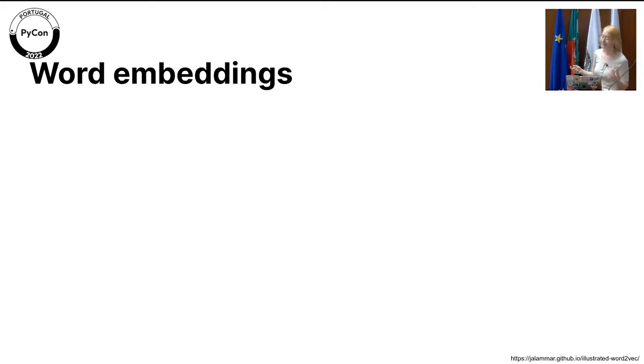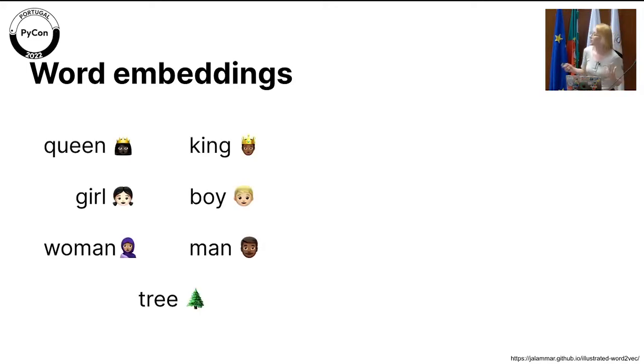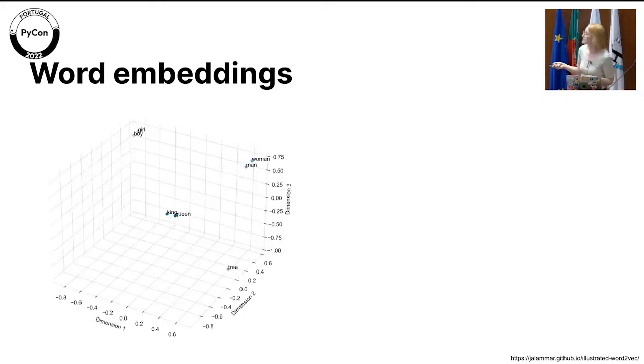So to explain these, let's take 7 words. Queen, king, girl, boy, woman, man, and tree. So let's say, as a thought exercise, we decide to try and manually group them in a 3-dimensional space. So let's say we decide to put king and queen close together, girl and boy, woman and man, and then we put tree off to the side by itself.